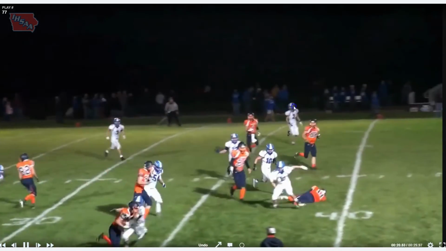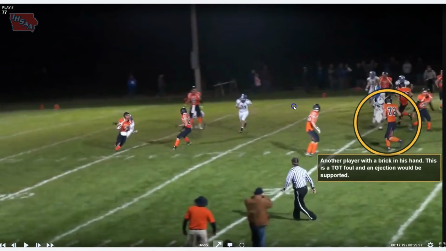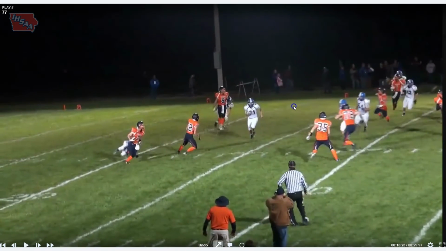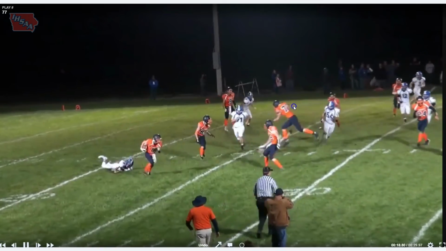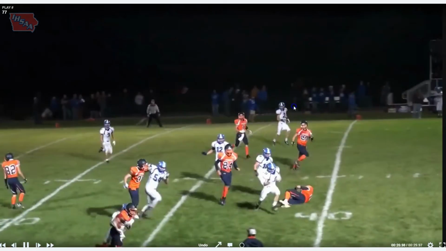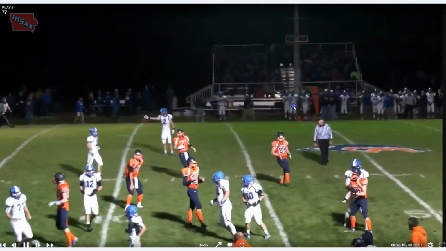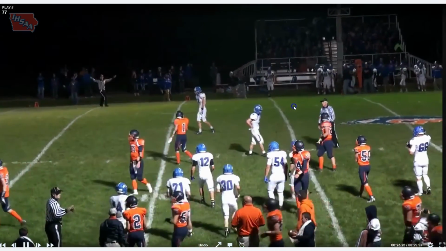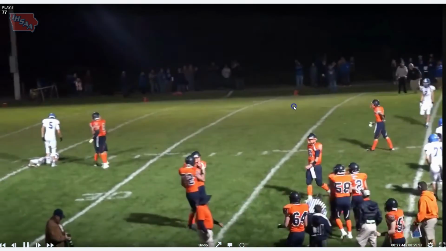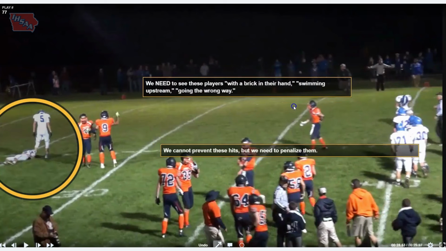And that's a big time blindside block, probably with targeting. He launches. Definitely is high. That player's defenseless. And that's one I talked to Jared about. That's one that we would eject. So we need to get those players with the brick in their hand, swimming upstream, going the wrong way, whatever you want to say. We can't prevent them, but we need to get them penalized. We did not have a flag down. I guarantee you that one got sent into the state.